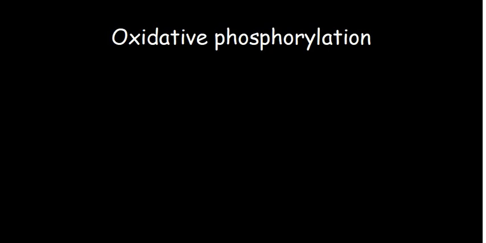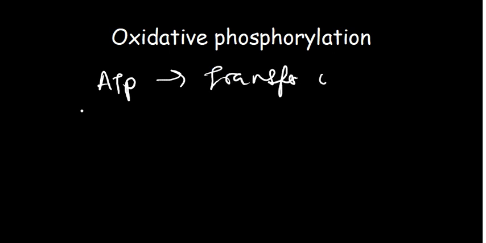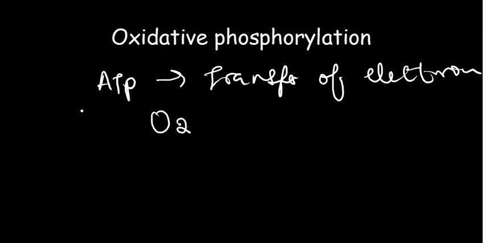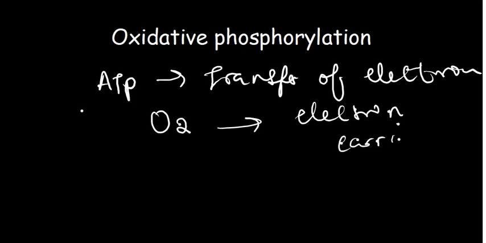Okay, so in this video, we're going to be talking about oxidative phosphorylation. Under this topic, we're going to define what exactly oxidative phosphorylation is. Oxidative phosphorylation is a process in which ATP is formed as a result of the transfer of electrons to oxygen by a series of electron carriers. So that's what we are going to dwell on today.